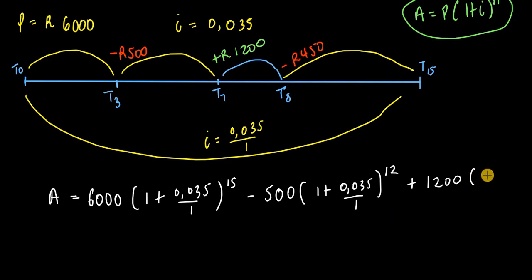You see, it's going to be quite long. But yeah, you say 1 plus 0.035 divided by 1. And then you say it stayed there from T7 to T15. How long is that? From T7 to T15, you say 15 minus 7, you should get 8. Okay? So that's what you should be having there.